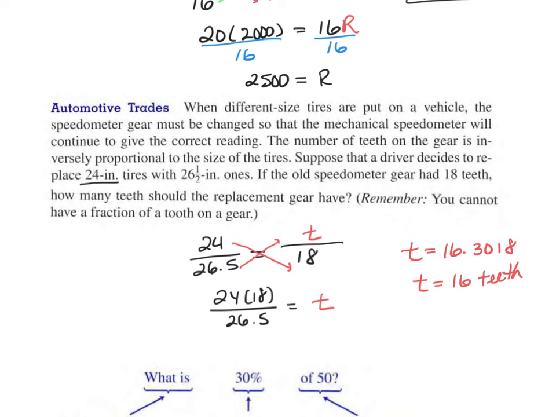And if you use 16 teeth, you're going to go slightly slower than what your speedometer is saying. Or you can round up and say 17 teeth, and you're going to go slightly faster than what your speedometer is saying. So that's what you end up with, and it is exactly what I expect. The teeth that I need for a larger diameter are less than the teeth that I need for a smaller diameter.